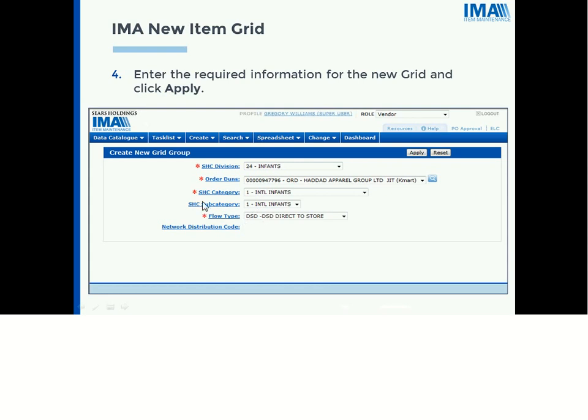You'll notice subcategory does not have a red asterisk. It's not required at this point. It will be required before you can approve your grid, but you can have different subcategories for different items on your grid, and that's because it does not have the red asterisk.